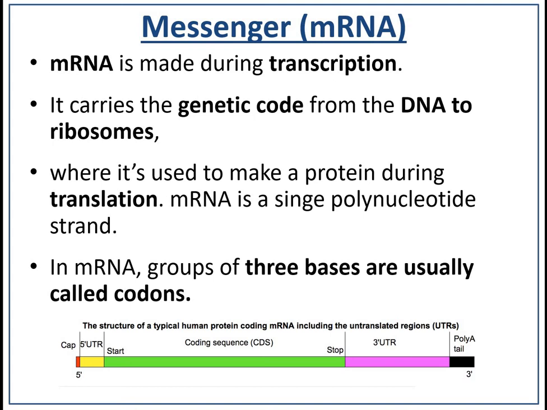mRNA is made during transcription, which happens in the nucleus if it's a eukaryote, or in the cytoplasm if it's a prokaryote. So mRNA is made in transcription, and it carries a genetic code from the DNA, if it was a eukaryote, to the ribosomes, where it's then used to make a protein during translation. So it's a messenger because it takes the information from the nucleus to the ribosomes. And mRNA is a single polynucleotide strand. In mRNA, groups of 3 bases are usually called codons.